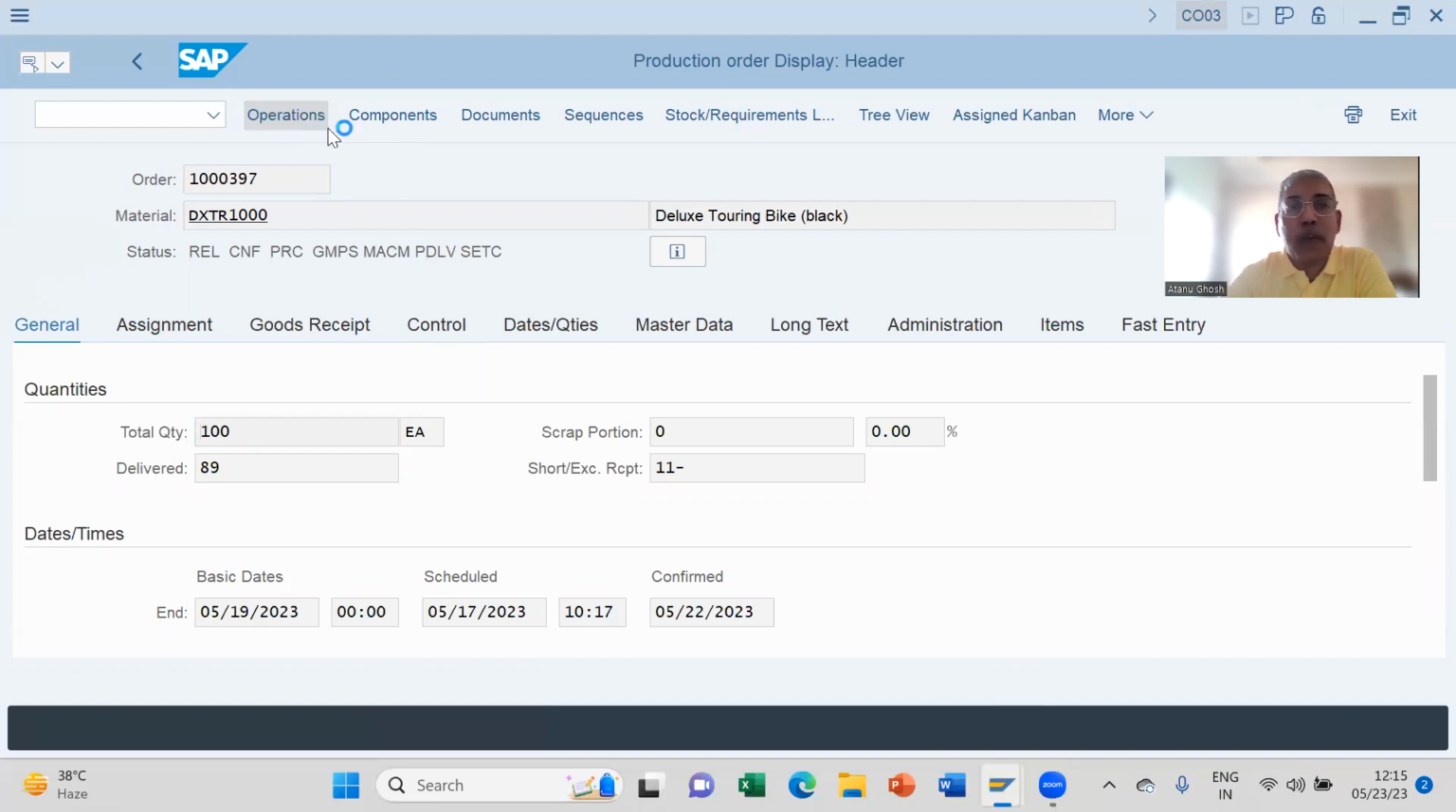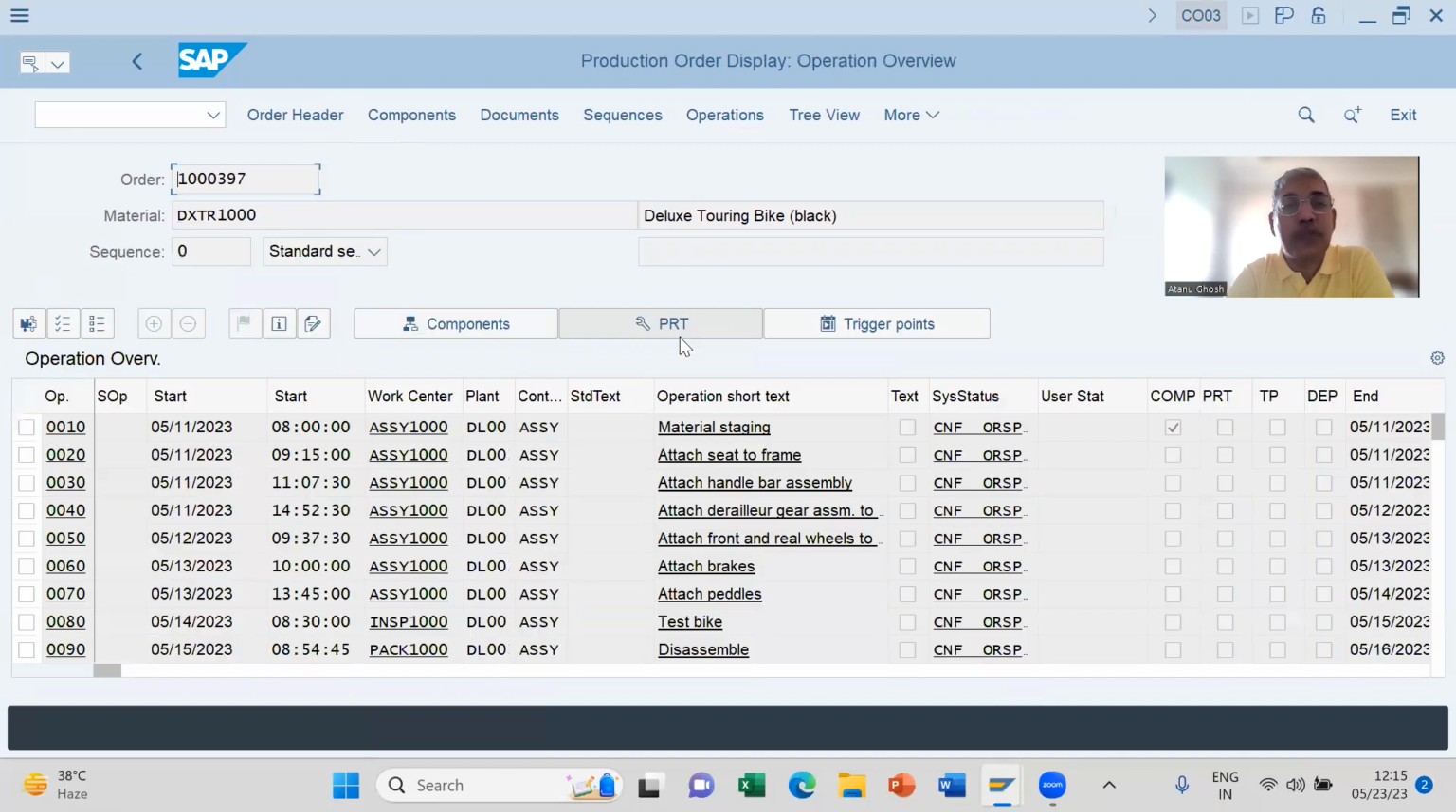Similarly, there are various operations of making these finished goods, which you can see over here: material staging, attaching seat to frame, attaching handlebar to assembly. Each of these operations has a standard time in which the operation will be completed, and this standard time is against a particular activity type, for example, a machine, labor, etc. We recorded the actual time the operation took, and obviously there is a variation between the two, and that will lead to a difference in cost.